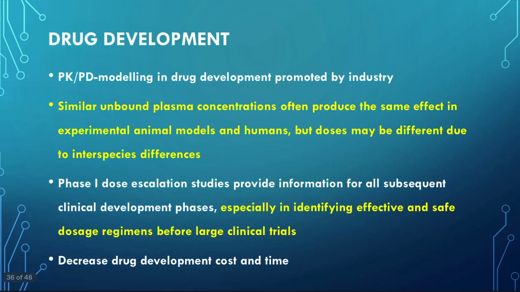Then next is drug development. PKPD modeling is followed by several industries for the development of new drugs. This is because a particular concentration of the drug which is present in an animal, if it is producing a particular effect, that same concentration will also produce the same amount of effect in humans. That is the normal thing in most cases. The only thing is the dose which leads to that particular concentration in the animals will not be the same for human beings.